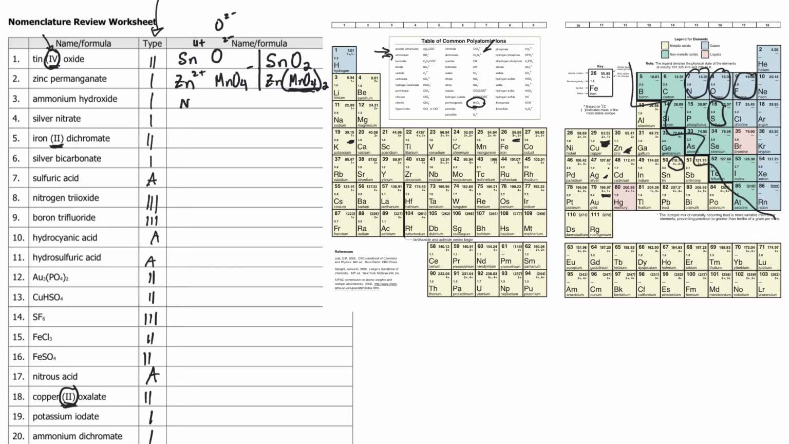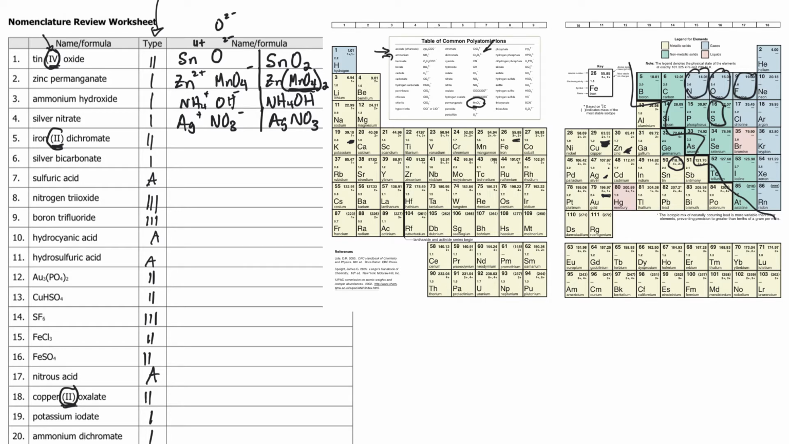Ammonium hydroxide, ammonium is a 1 charge, and hydroxide is a 1, so they're even Steven already. So the formula will just be NH4OH. Silver nitrate, silver's Ag. There's only one charge, so it's a plus. Nitrate, NO3, and it's a minus. They're even Steven, 1 plus, 1 minus, so I don't need to add any extra numbers in.